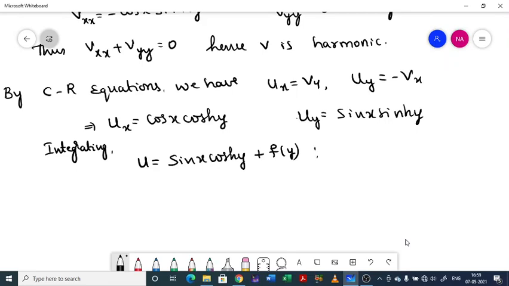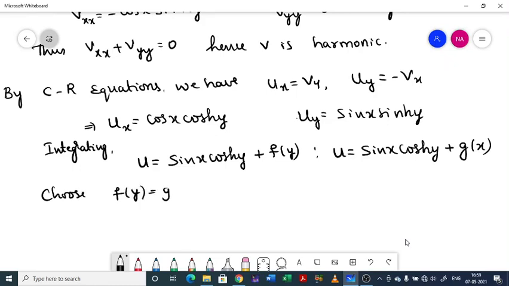Similarly here integrating with respect to y, you will be getting u equal to sin x cos hy plus g of, here we have integrated with respect to y, right? So it will be a function of x. Choose f of y equal to g of x equal to 0. So we'll be getting u equal to sin x cos hy. That is the required harmonic conjugate.